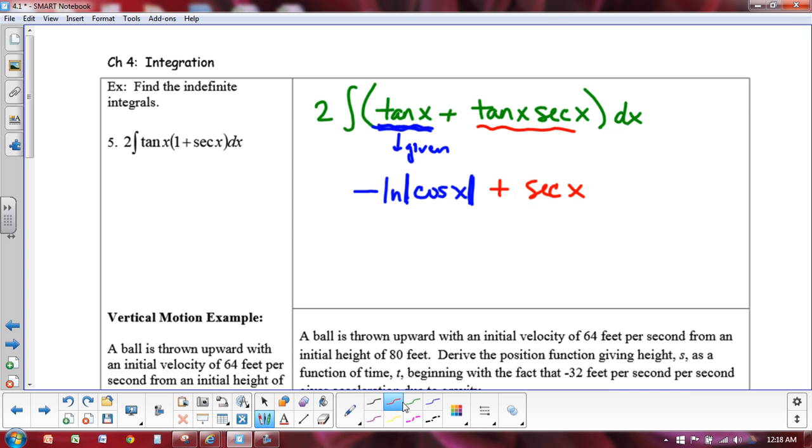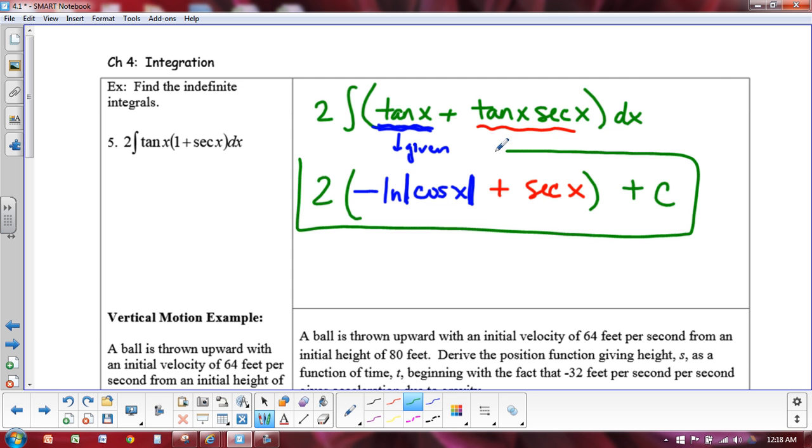Okay, and we have our 2 that was hanging out in front of all of that. And then, like we talked about last time, normally they'll just put the plus C out at the end of that. It's totally fine if you want to leave your answer right there. It's also possible that they might say that that's negative 2 natural log absolute value cosine x minus 2 secant x plus C. That's all right as well.